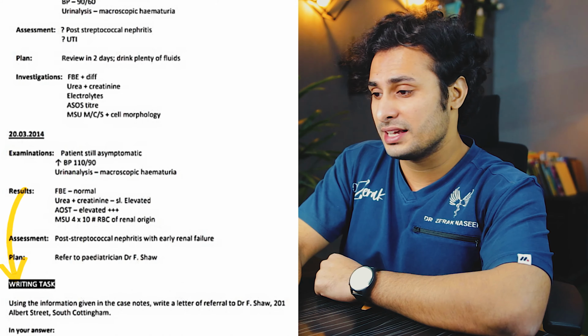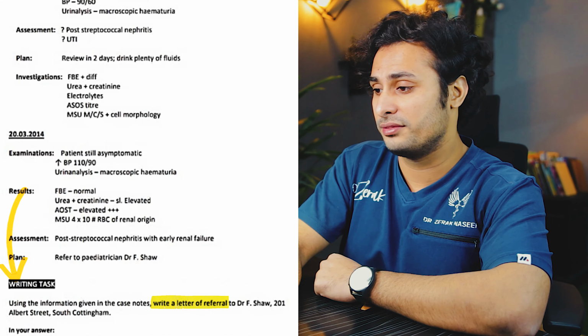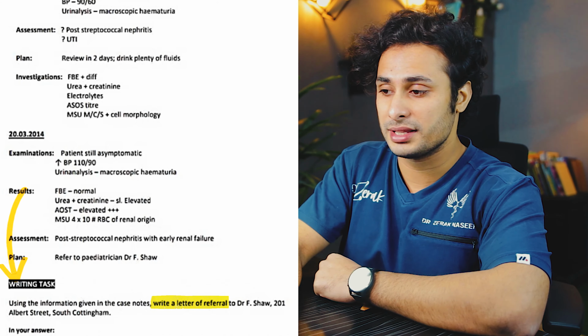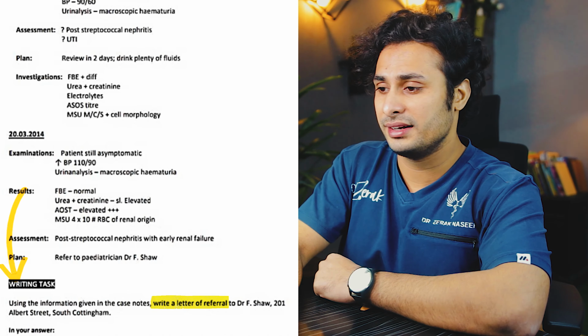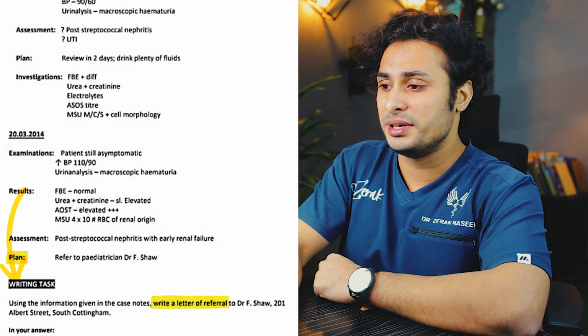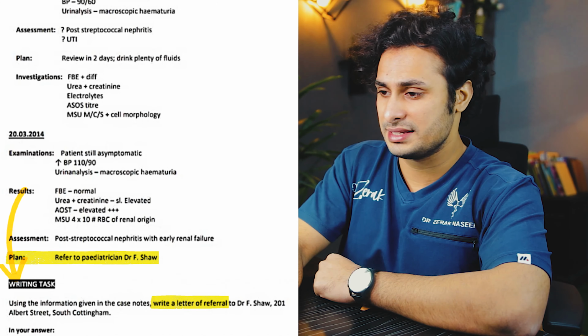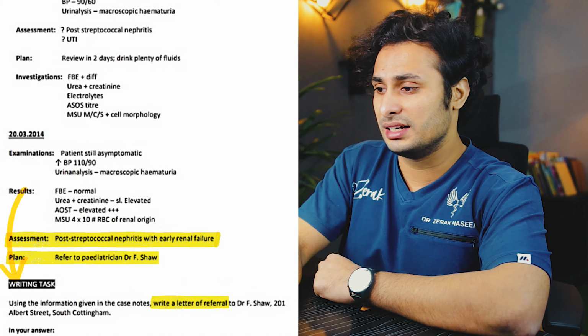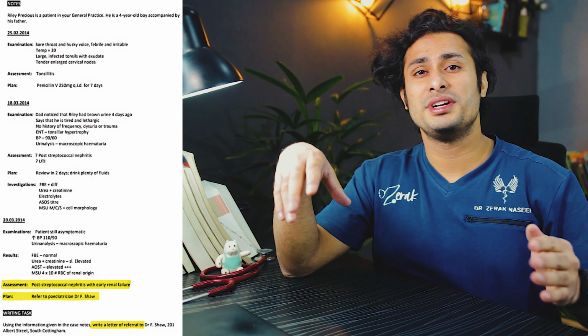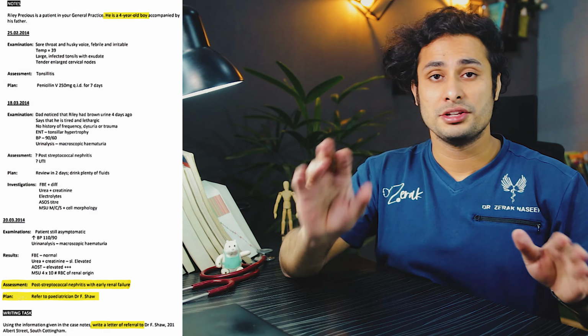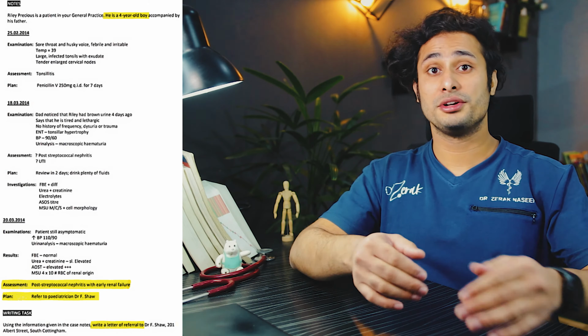Using the information given in the case note, write a letter of referral to Dr. F. Shaw, 201 Albert Street, South Coddington. And you can go through one or two lines above the writing task, where the plan is mentioned as refer to pediatrician Dr. F. Shaw, and the assessment is post-streptococcal nephritis with early renal failure. Just reading this section, you have a basic idea that you need to write a referral letter to a pediatrician whose name is Dr. F. Shaw. And if you are referring a patient to a pediatrician, it means the patient is a child. So you just got this idea in your mind. Now we are going to start constructing a letter.